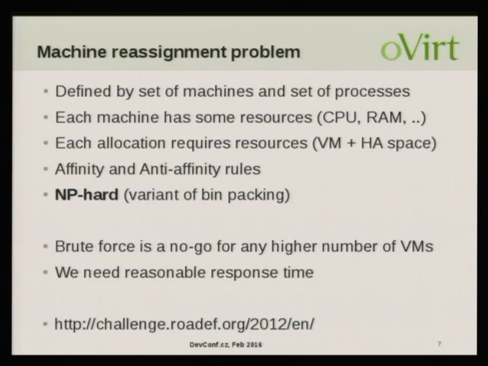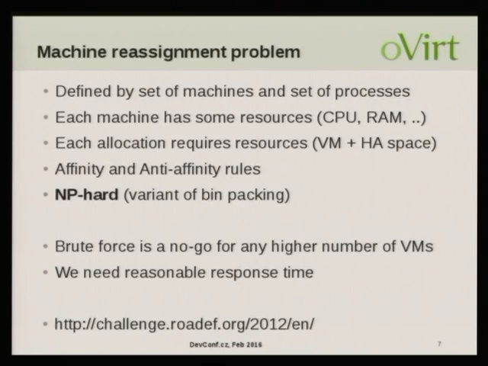So now, the computer science theory. This whole thing is called the machine reassignment problem. Basically, you define the problem by a set of machines and a set of processes. Each machine has some resources. Each allocation requires some resources. You have affinity and anti-affinity rules. You might want some VMs to run together on one collocated host, or some VMs not to run together because they are using too many resources.